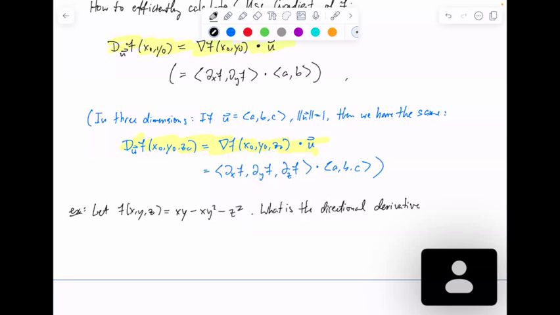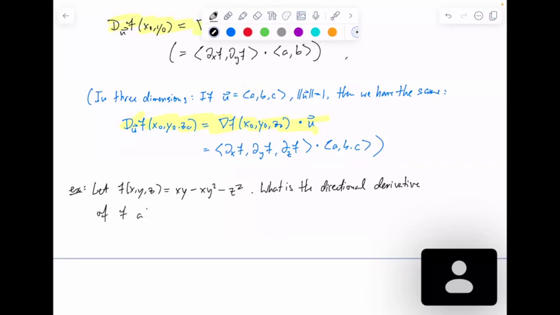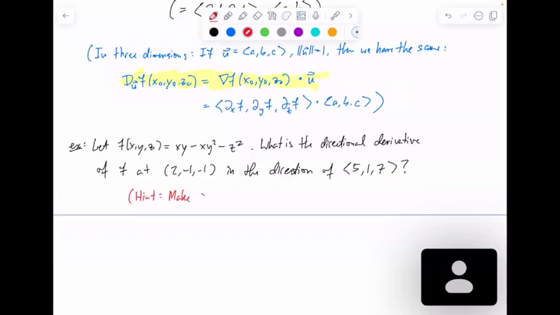So let f of x, y, z be the function xy minus xy squared minus z squared. What is the directional derivative of f at 2, minus 1, minus 1 in the direction 5, 1, 7? So I'll make a remark here before you calculate it away. Hint, make sure the direction has unit length.